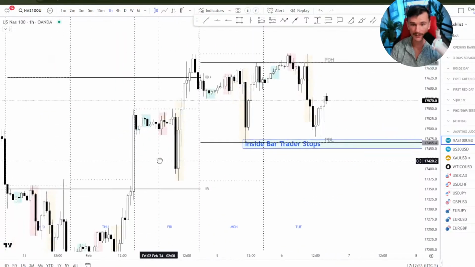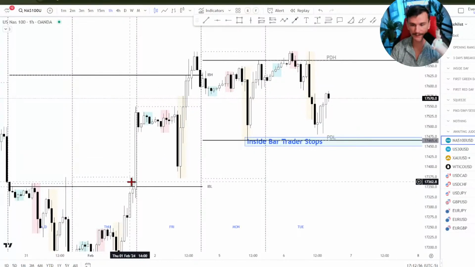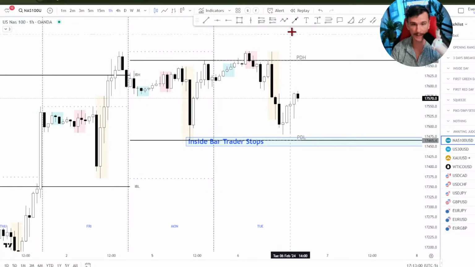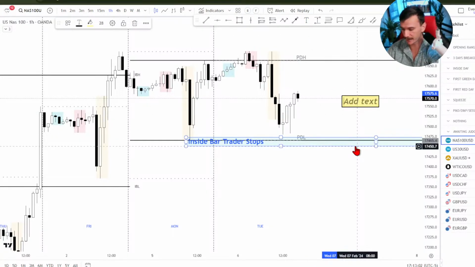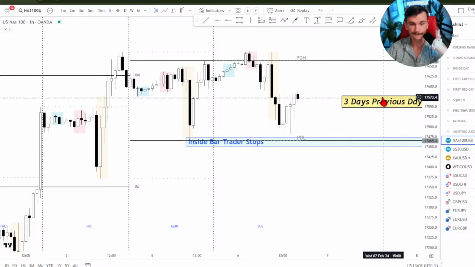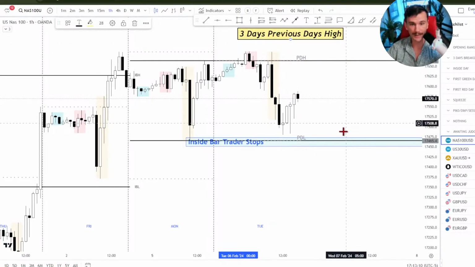Let's see here. What else do we have? So on top of that, we have breakouts from Thursday. 1 day of breakouts, 2 days of breakouts, and also 3 days of breakouts as of today. So I'm going to put that up there as well. Fantastic. Now I need to look at structure. 3 days, previous day's high.